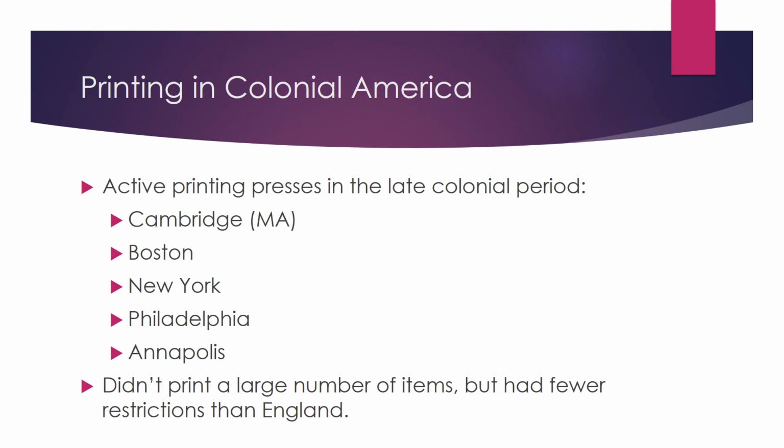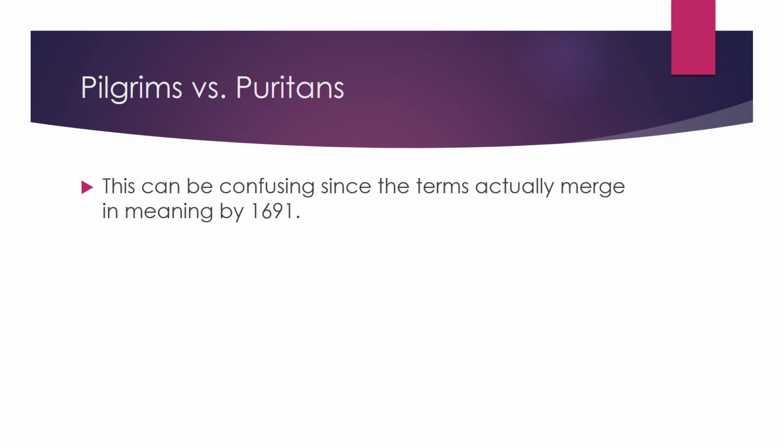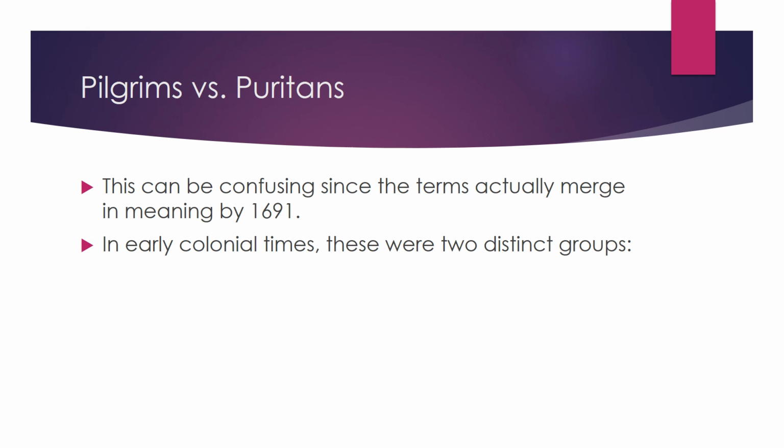All right, next I want to talk to you about 2 terms, the Pilgrims and the Puritans. And these groups are actually distinct and separate at the beginning of the colonization in America, but they basically merge in meaning by about 1691. So that's why it can be confusing to us today. When we talk about the American Thanksgiving, we often interchange the term Pilgrim and Puritan. But when they originally colonized America, these were 2 different groups. So I wanted to explain these to you.